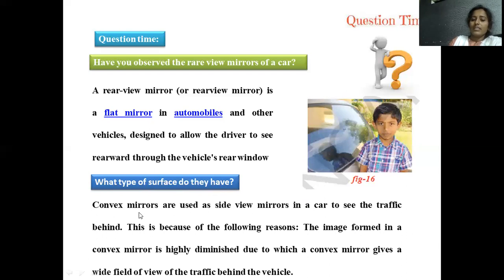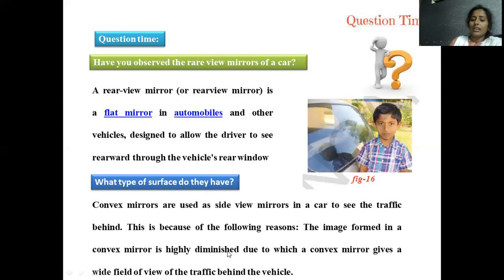So what is the reason for using side mirrors made up of convex mirror? The important reason is that the image formed in the convex mirror is highly diminished. Whatever the object, even if a very large object is there behind you, you are still able to see the entire picture of that in a short form. This is called a diminished image, right? So the convex mirror gives the entire picture of the object present behind us, but you see it in small size.